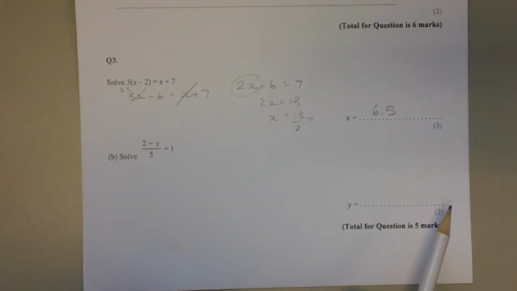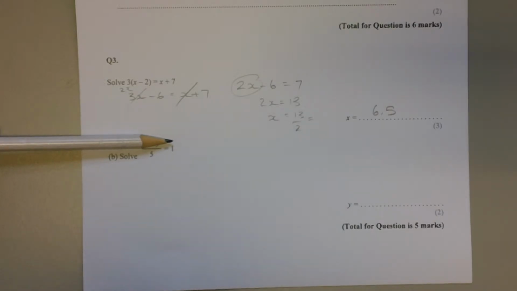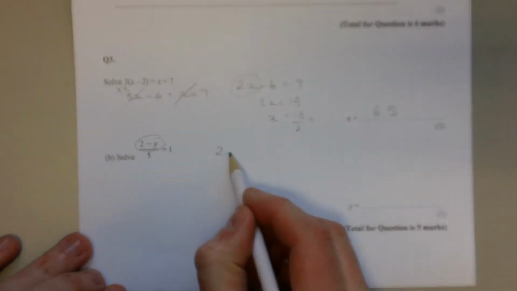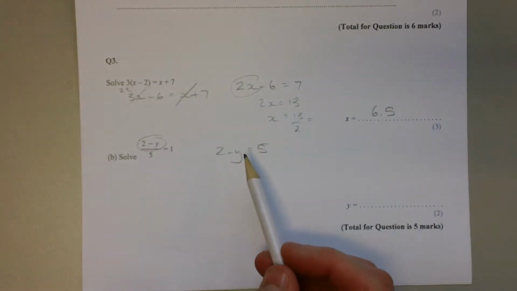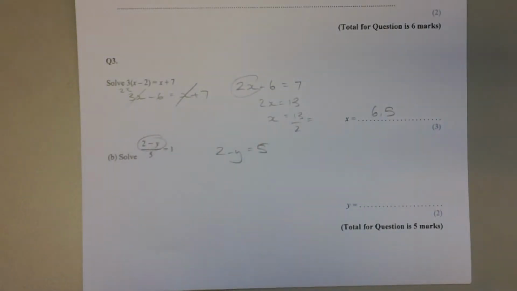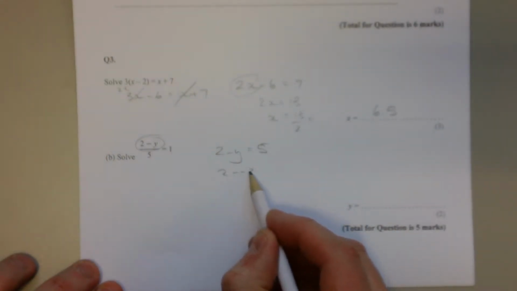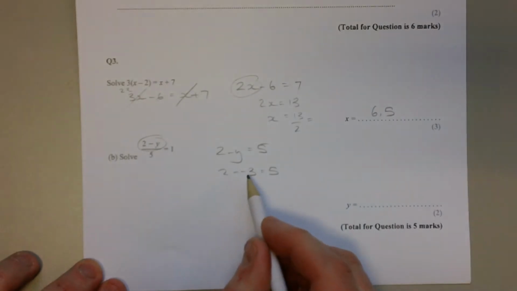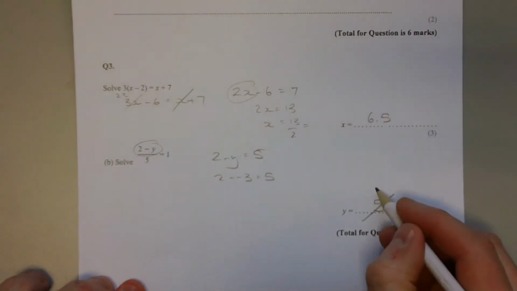And then question 3, part B. Something divided by 5 is equal to 1. What number when you divide it by 5 gives you 1? Well, 5 divided by 5 is 1, so this must be worth 5. And then 2 take away something is equal to 5. What number when you subtract it from 2 gives you 5? Normally taking away makes the answers smaller. This time the answer is bigger, and the reason is because we're taking away a negative value. 2 take away negative 3 would give 5, because taking away a negative is the same as adding. So y is minus 3.